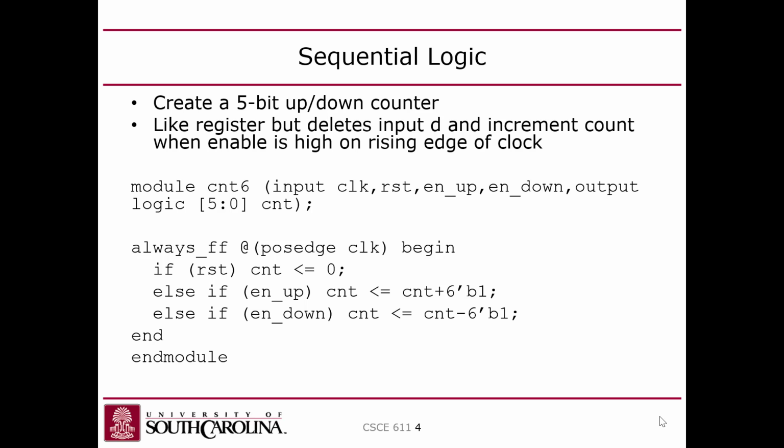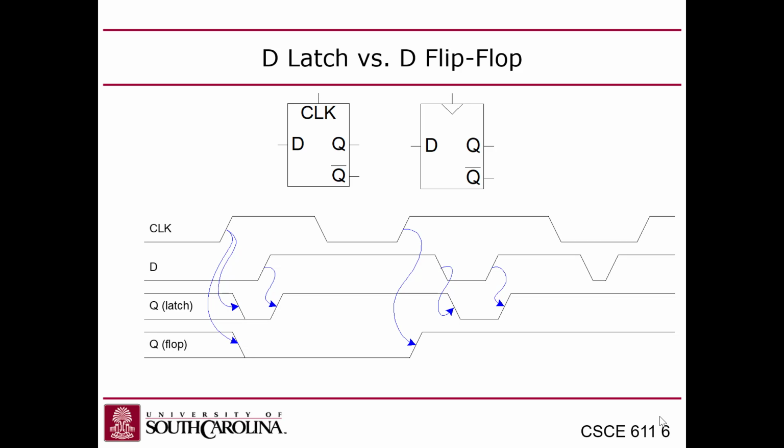So this is sequential logic. You have state, which is the count, and then the combinational logic part of this would be the adder and subtractor in there.